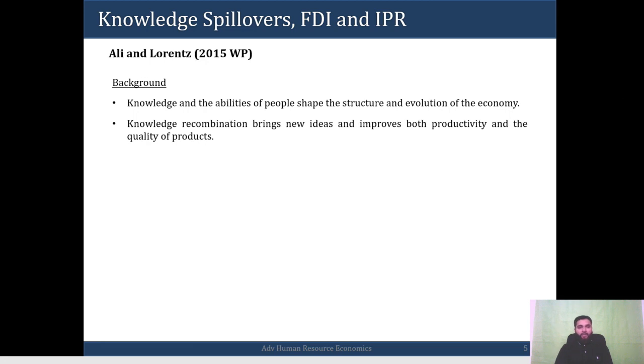The setting of the background, I've already talked about it in the beginning. So knowledge, as we know, is the key component of the shaping of an economy, and recombination of knowledge, meaning learning from each other and coming up with new knowledge, tends to give us innovation. And innovation, as we know, is one of the key factors behind the development of the developed countries. So it improves productivity and also the quality of products.